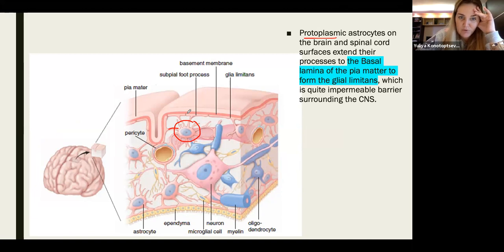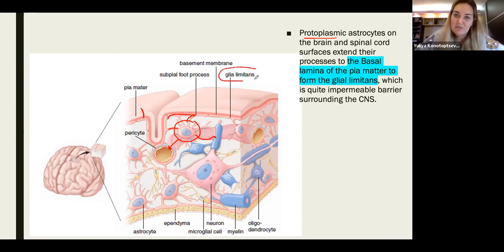You probably know this from general knowledge, the three matters of the brain: dura, arachnoid, and pia. They're the meninges that are covering the brain. So the protoplasmic astrocytes, in addition to sending their foot process on a blood vessel and on a neuron, send another foot process on the pia matter. A bunch of these foot processes together, attaching to the pia matter, create a membrane, which is called glia limitans.